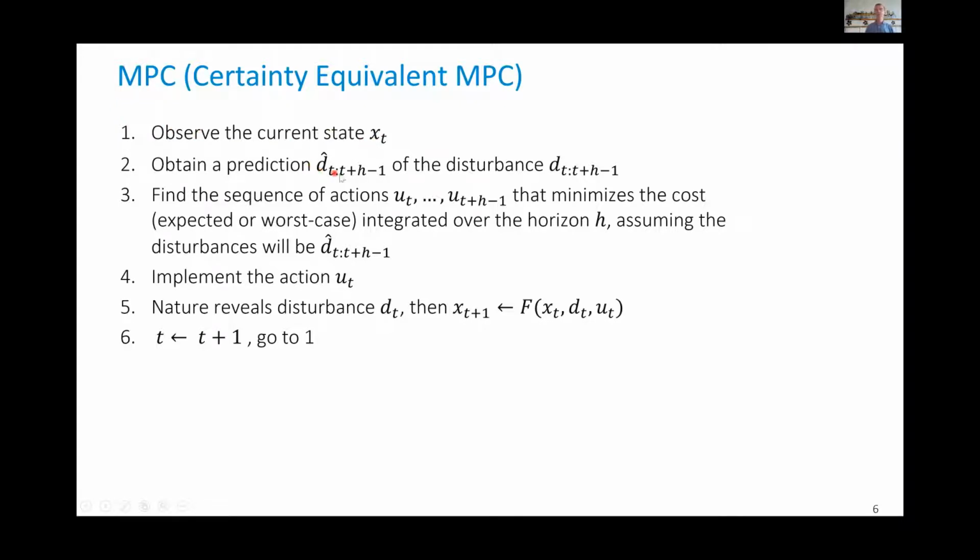We obtain a prediction of the disturbances from now until all the future bounded by a horizon little h. So that's an essential thing. The idea that's in the MPC is that we look into the future to take the decision now. So we must have a prediction. That's a constraint. It works well if having a prediction is not too complicated. But that's the essential ingredient, because being able to look ahead will give us much better control.